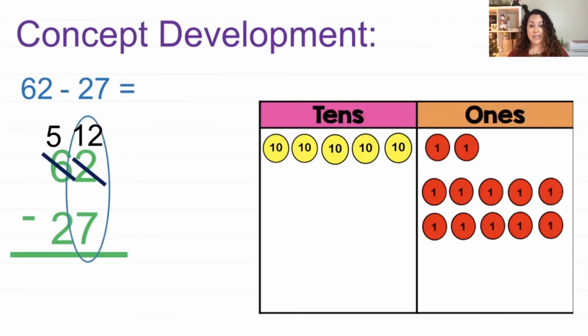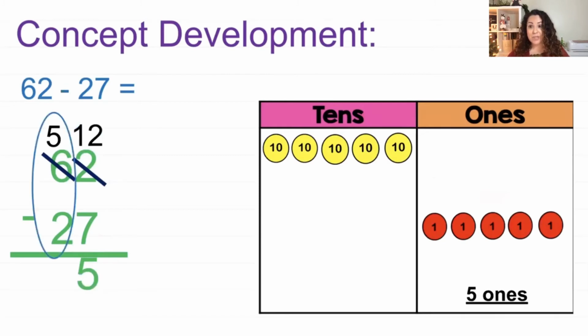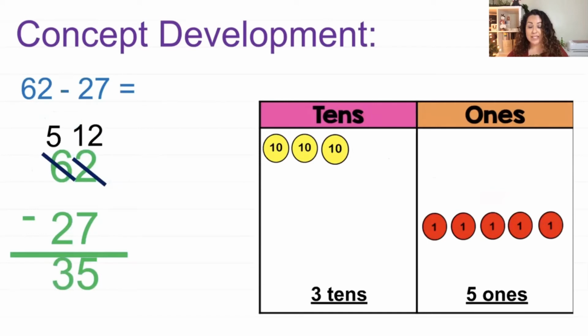So let's go ahead and look at my ones. I have 12 ones and I'm going to take away 7. So let's see what that looks like. And there they go. So I am left with 5 ones. Now I'm going to focus on my tens. So I have 5 tens, and I'm going to take away 2, and that leaves me with 3 tens. So my answer is 35.